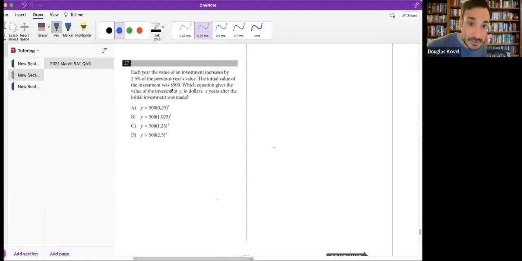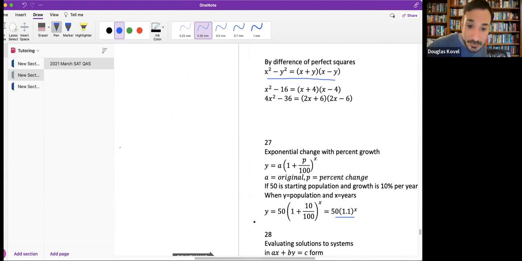So taking a look at this question, they tell us each year the value of an investment increases by 2.5% of the previous value, and the initial value is 500. And they want to know which equation gives us the value of the investment in dollars. So again, we're just going to plug in values into that formula.